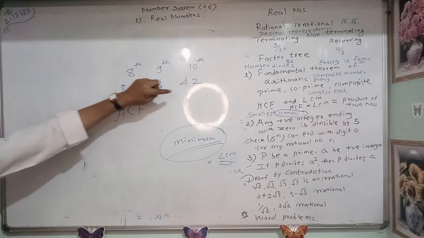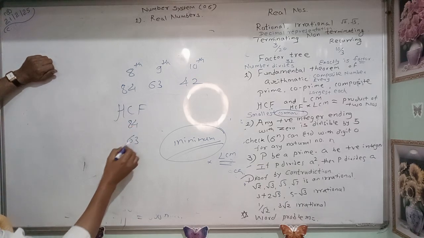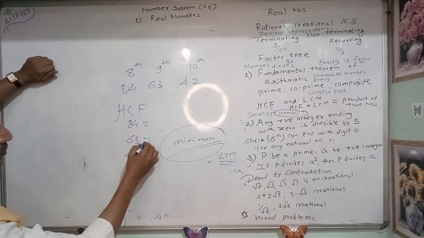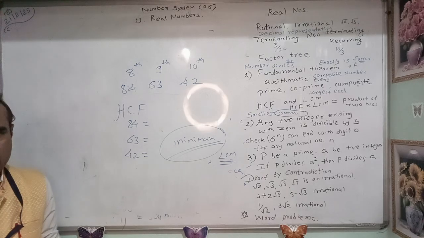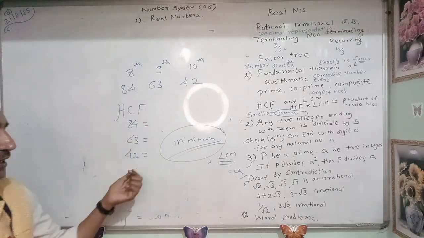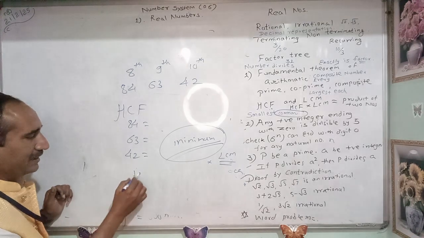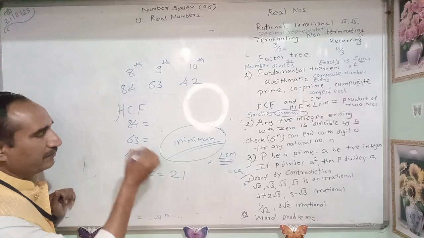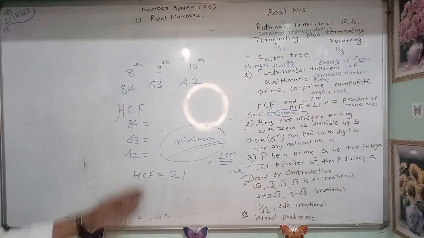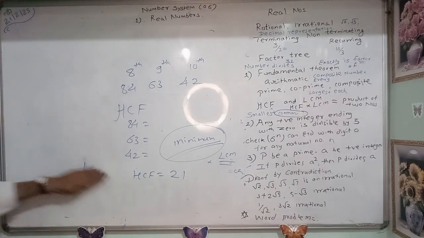HCF of these three numbers, 84, 63 and 42. Giving you 1 minute. Come on, find the HCF of 84, 63 and 42. Solve it. You will get the HCF as 21. So as we get 21 as the HCF, how many rows are there?